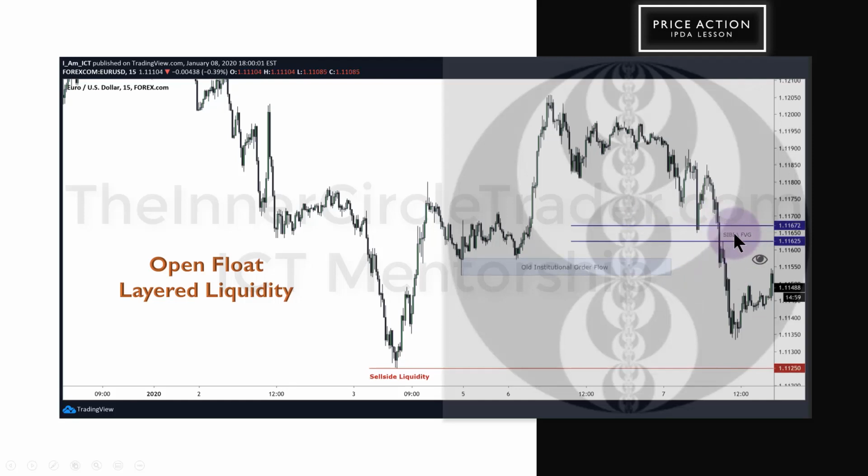Inside of this range, you have a SIBI, sell side imbalance, buy side inefficiency. That's this right here in the form of a fair value gap. That's not the only PD array. You have a mitigation block, which is this down closed candle. This down closed candle and the fair value gap, both of them are overlapping and converging right there.